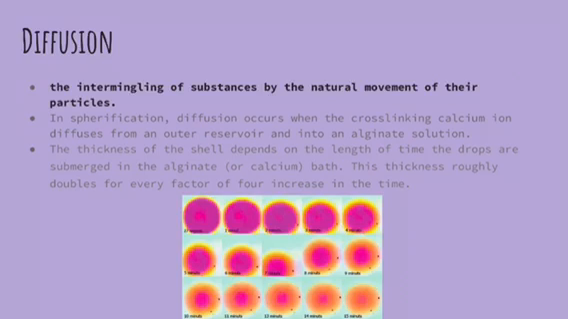And the thickness of the shell or membrane depends on the length of time that the drops are submerged in the alginate or calcium bath. So as you can see in the picture, that yellow or orangey part represents the membrane, or the shell. And as the time is increasing, the shell is getting thicker and thicker. And this is especially true in direct spherification. So as you can see in the picture also, the longer that diffusion gets to occur, the thicker the membrane is going to be.